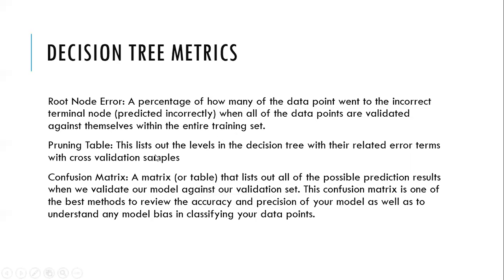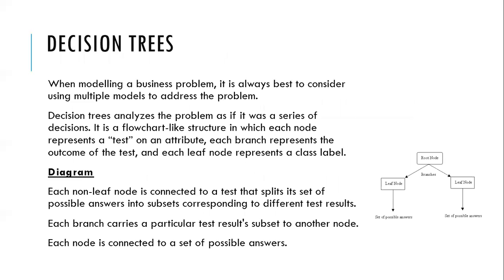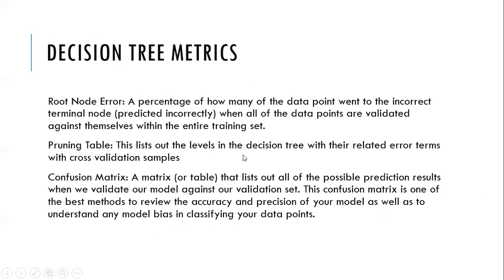And then the pruning table lists out all the levels in the decision tree. So for example, in this part of the decision tree, you have the root node, and then you have the next level of the decision tree. This is just going to list out each of the levels and tell you what amount of error is in that portion of the decision tree.